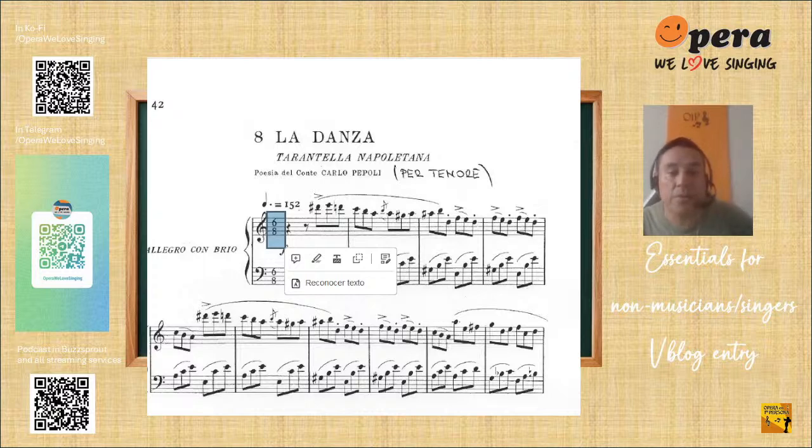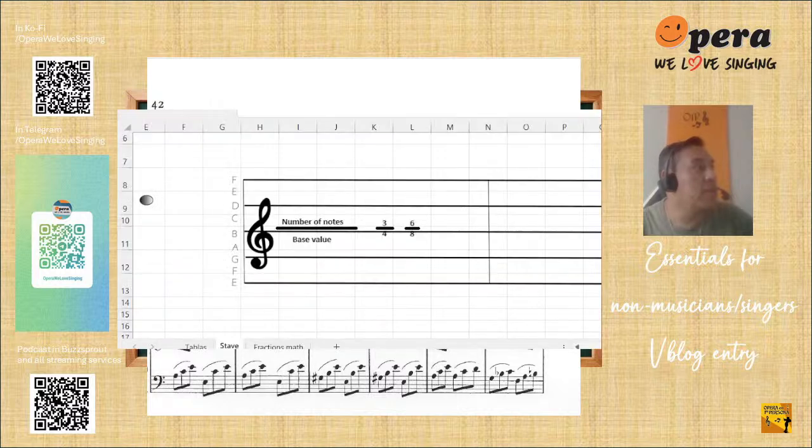Yeah, going back to our Excel file, notice for a second how it reads. The number above says how many notes you are expecting to find in a bar. So in the first example, we are expecting to find 3 notes. In the second example, we are expecting to find 6 notes. The question is, what is the base value? In the first one, a 3/4 means that we are expecting to find 3 notes with the value of a quarter. In the second example, we are expecting to read 6 notes with the value of 8.